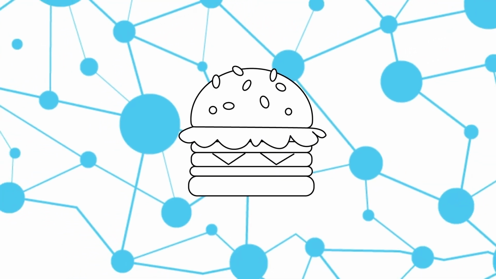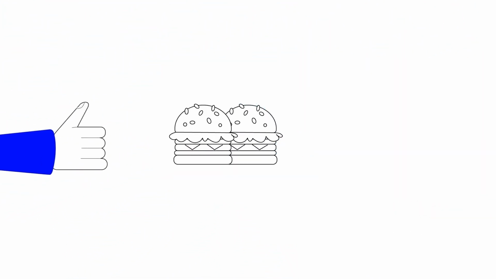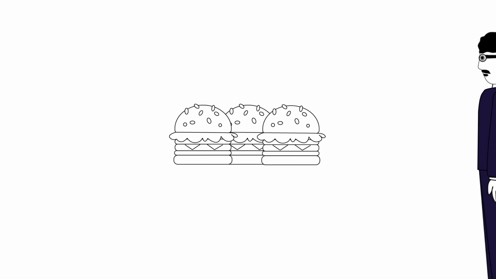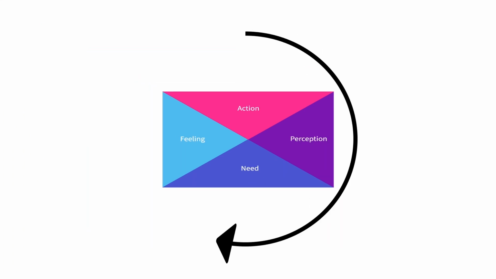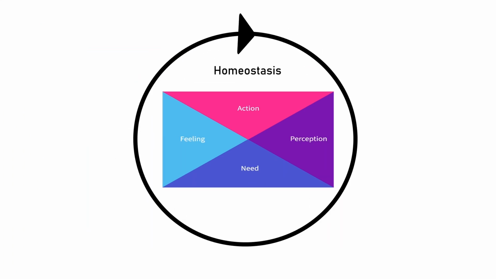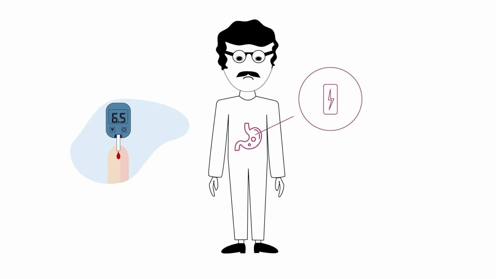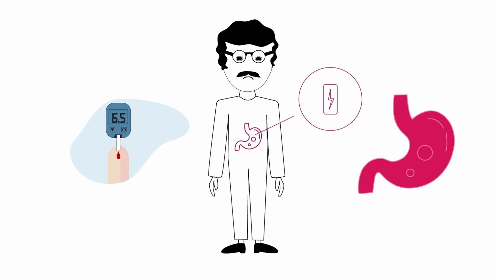From his experiences with hamburgers, he has learned that 2 hamburgers taste good before a business meeting, but that a third causes an unpleasant feeling of fullness and fatigue. Feeling, action, perception, and need are the building blocks of an elementary evolutionary control loop known as homeostasis. The feeling of hunger results from a low blood sugar level, an empty stomach, and other physiological signals.